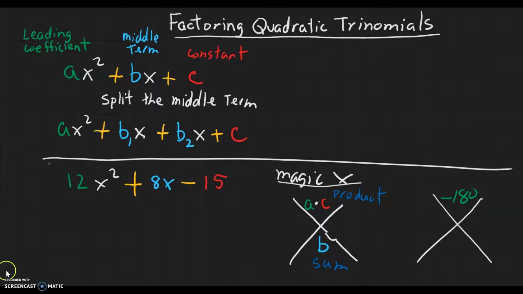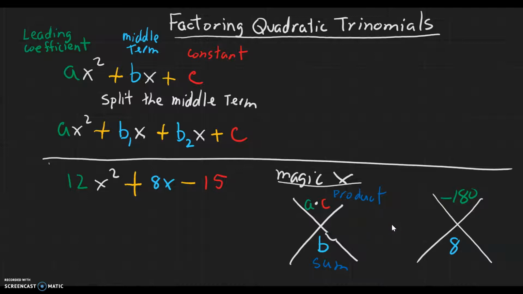And again, how did I get that? That's 12 times negative 15. Remember, A times C. And on the bottom, we're going to put this 8. Now I have to think of two numbers that when multiplied equal negative 180, and at the same time, when added together equal 8. When I think of 180, in general, I think of 18 times 10.